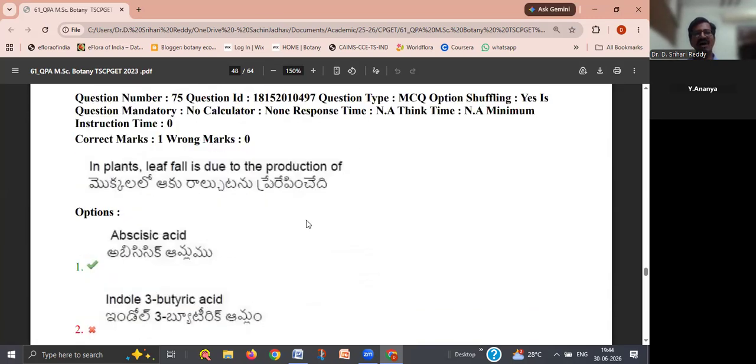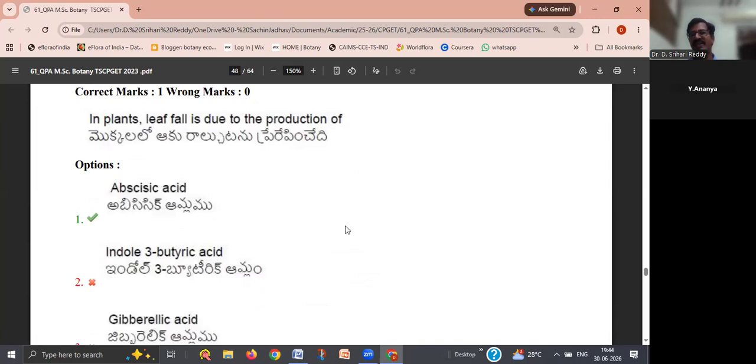Next, in plants, leaf fall is due to the production of the. It is related to phytohormones. Abscisic acid is the right option because it is a negative growth hormone. It induces leaf fall and seed dormancy or bud dormancy, and it also protects plants from high transpiration. When there is scarcity of water, abscisic acid immediately enters the leaves and closes the stomata. It is useful in closing the stomata to prevent excessive transpiration, because both are required, just like a switch on or off.